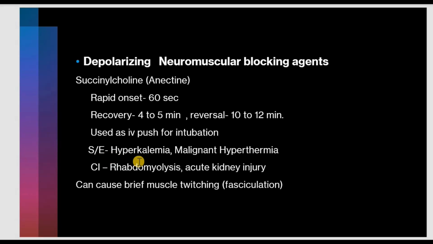This is because initially it causes systemic muscle contraction. As a result, always remember there is an action potential. Sodium moves in, potassium moves out. That can lead to hyperkalemia. Another rare side effect is malignant hyperthermia. That means systemic muscle contraction, increased body temperature, and tachycardia. It is contraindicated in rhabdomyolysis because there is an existing muscle injury, and also in acute kidney injury. When you give succinylcholine, you will see a brief muscle twitching. This is because initially it activates the muscle, causing muscle twitching. This is known as fasciculation. Fasciculation means temporary muscle twitching.